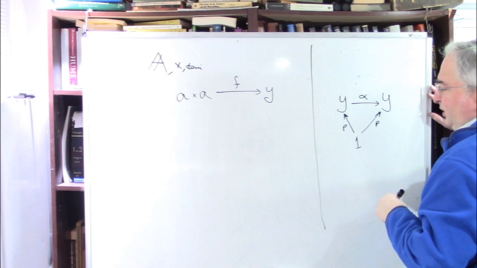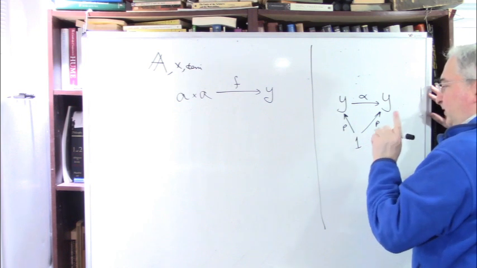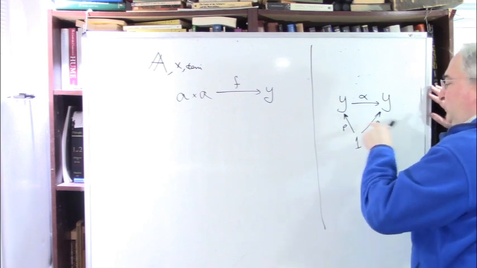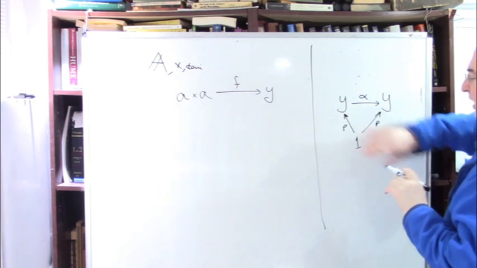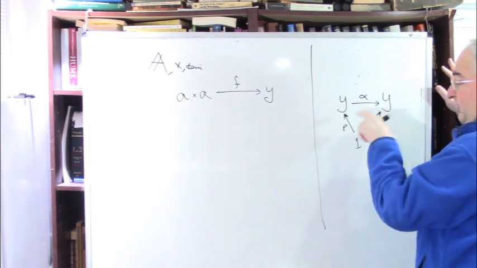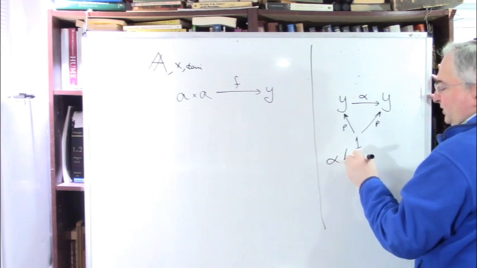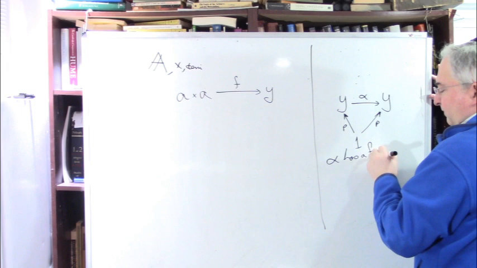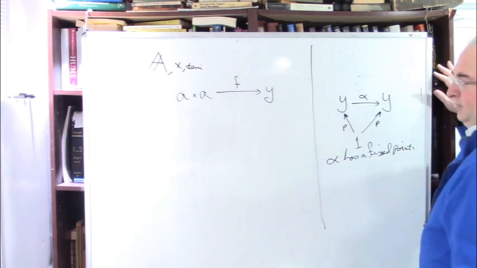Okay, and the statement is as follows. You ready? If there is such a P, given such a map, if there is such a P such that this commutes, then we say alpha has a fixed point. Alpha has a fixed point. Okay, great.